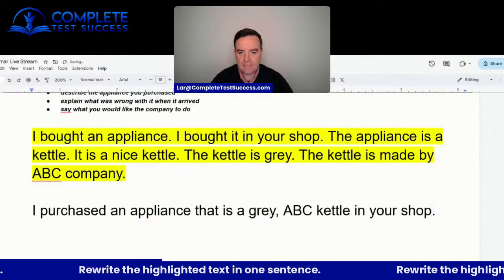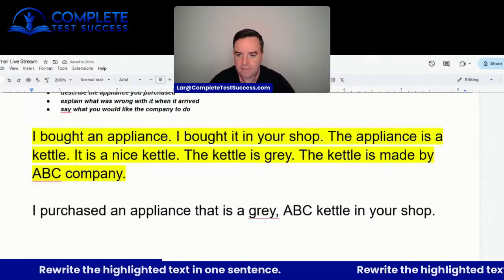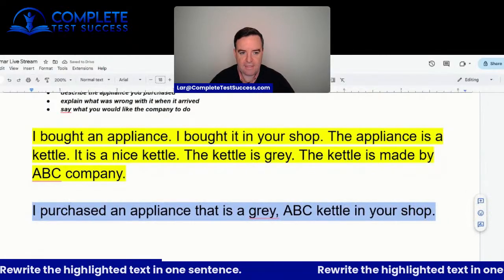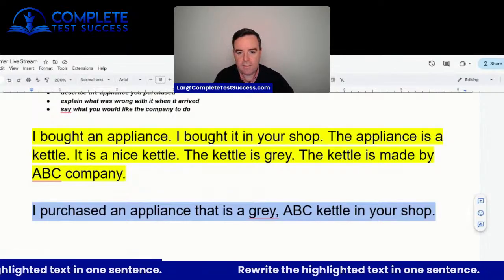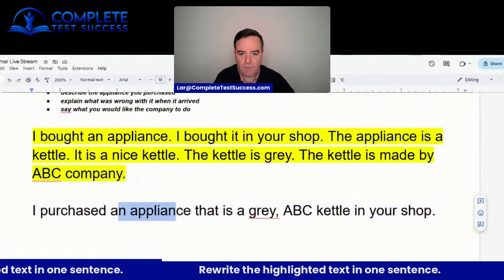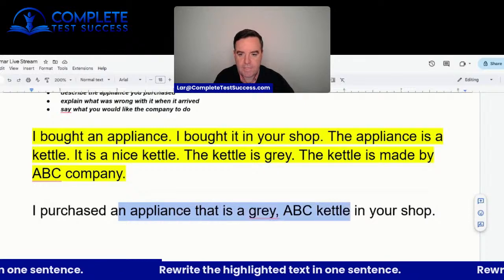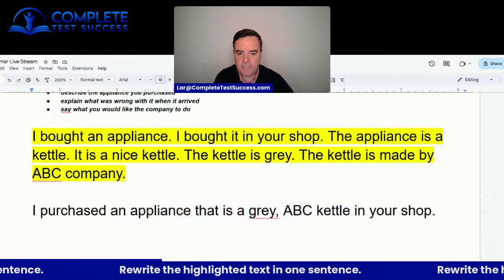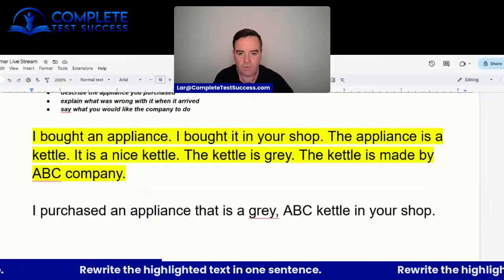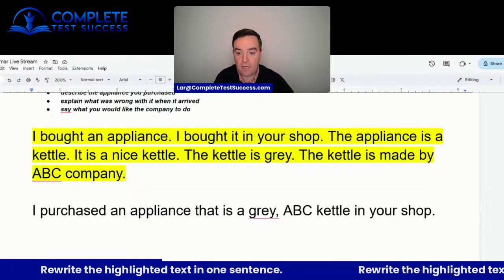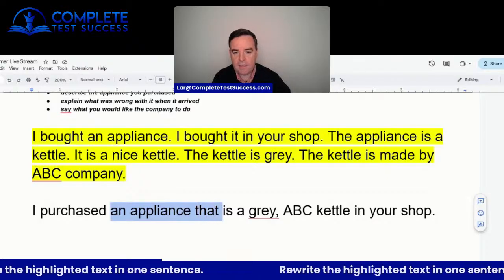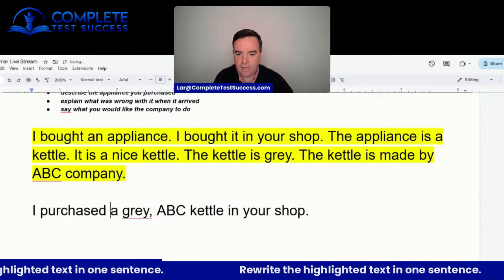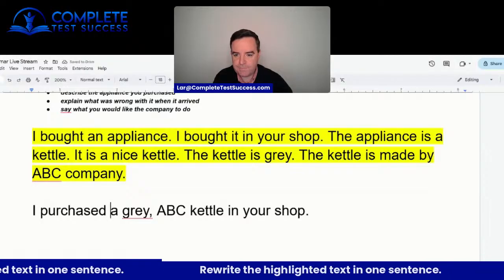Okay, so you can see the better your grammar gets, the more information you're packing into a small number of words. And now one more thing. We're very unlikely to say, I bought an appliance that is a kettle. So for your coherence and cohesion, that's not very natural. You're not going to say, I bought an appliance that is a kettle. You're just going to say, I bought a kettle. So more naturally is going to be, I bought a gray ABC kettle in your shop.